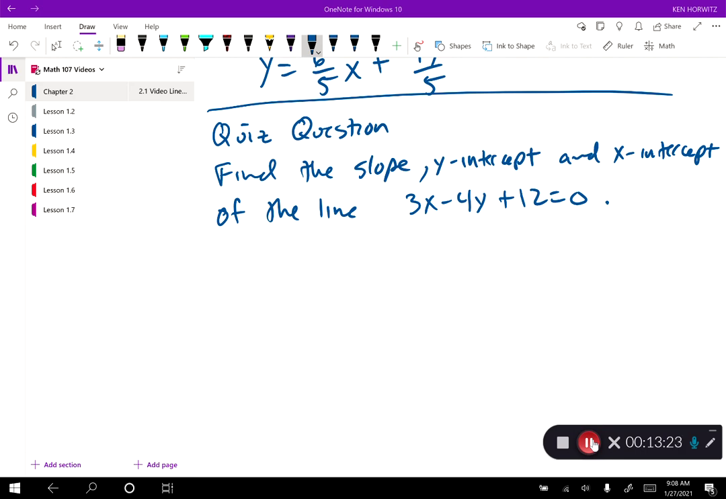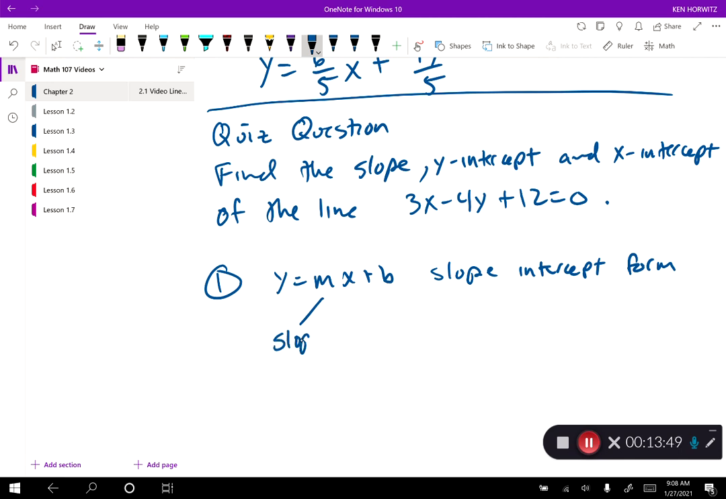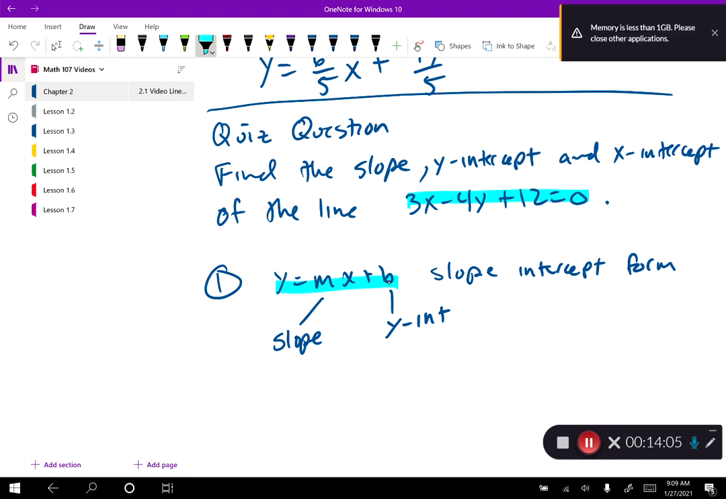All right, so the first thing I want to do is put it in a form where maybe I can recognize some of that stuff. So first thing I'm going to think of is y equals mx plus b, which is slope-intercept form. And we know that m is slope and b is the y-intercept. If I could take this equation up here and put it in this form, I could get 2 of the 3 of my things right away without having too much work to do. So let's give it a try.